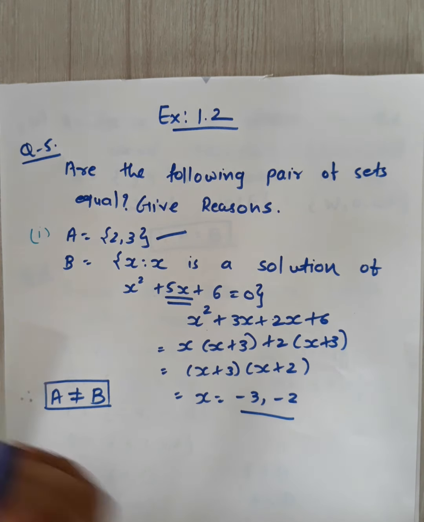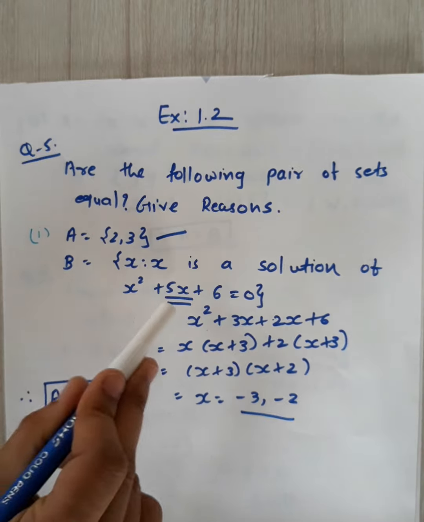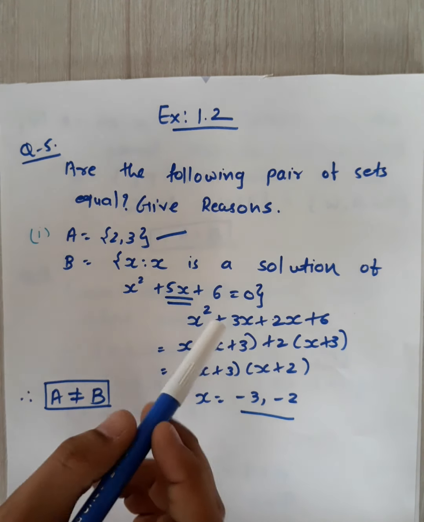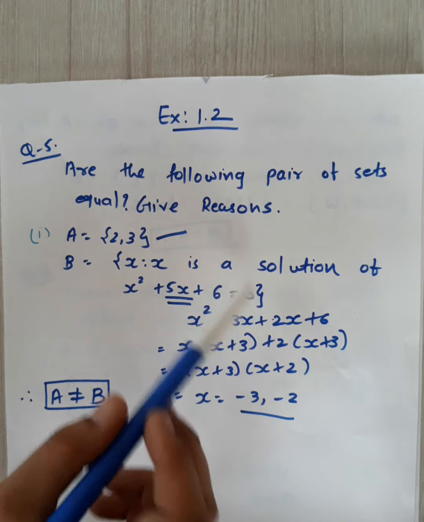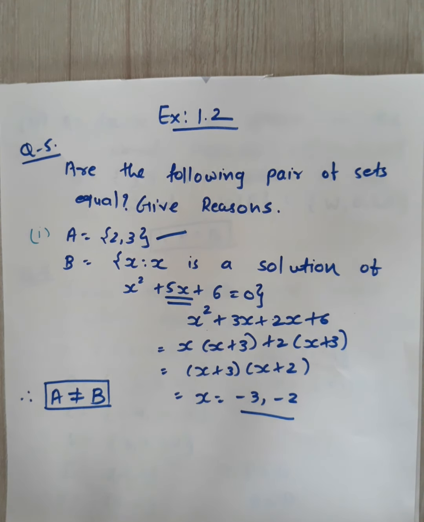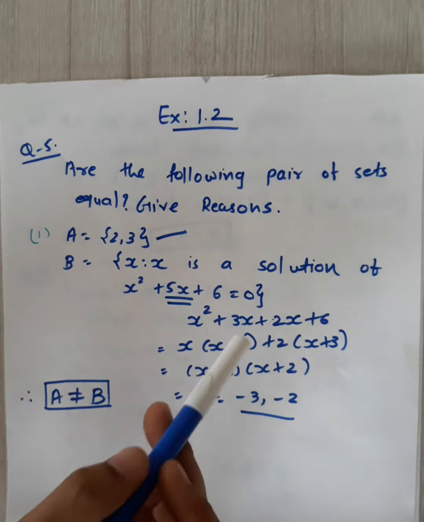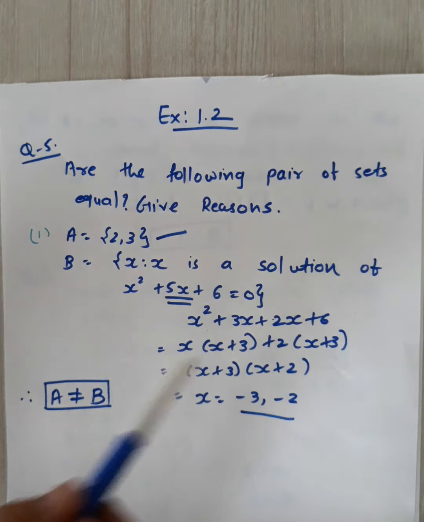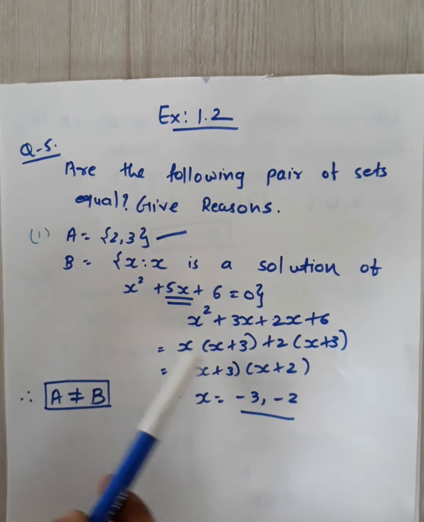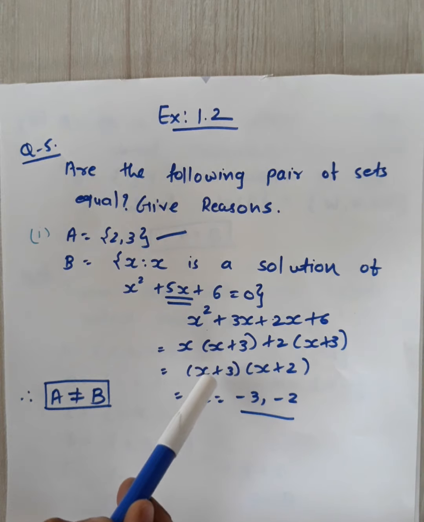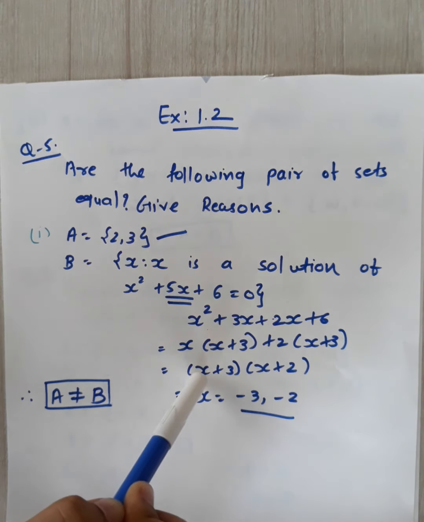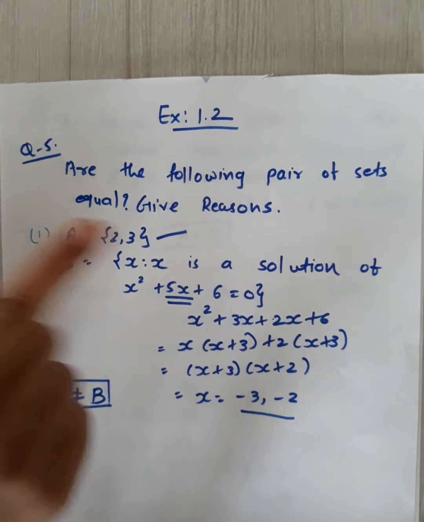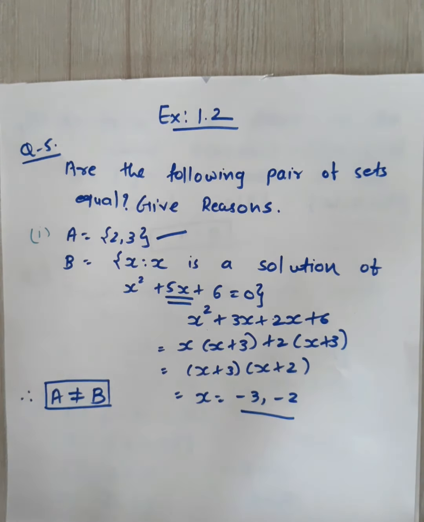So now just split with the middle term splitting technique, factorization. x² + 5x + 6 = 0. Now you have to factorize 6 in such a manner that it will become 5x with addition or subtraction. Plus 3 plus 2, because 3 times 2 is 6 and 3 plus 2 is equal to 5. That's why 3x + 2x. So now x common: x(x + 3) + 2(x + 3). It will become (x + 3)(x + 2) and finally your x is -3, -2. Now you have A = {2, 3} and B = {-3, -2}.